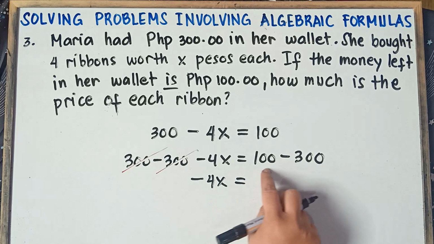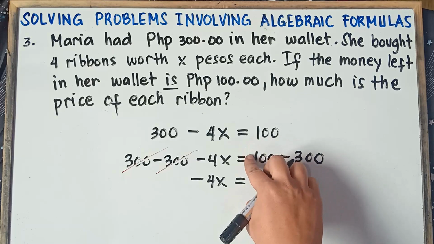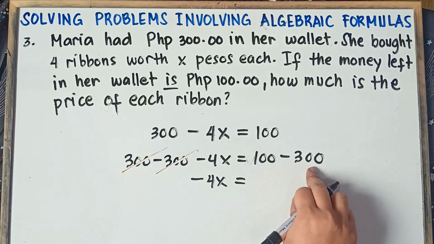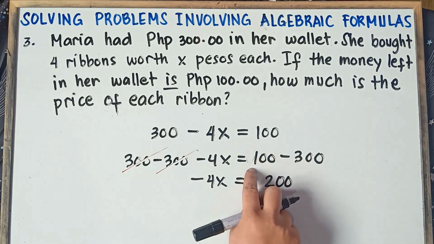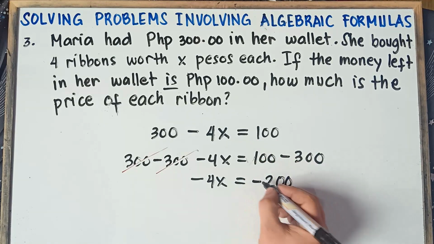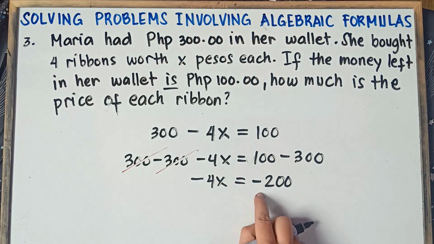Once again, if the signs are not the same, this is positive 100, this is negative 300, we simply subtract: 300 minus 100, that would be 200. Now, since 300 is greater than 100, we copy the sign. This will be negative 200. Once again, 100 minus 300, that would be negative 200.